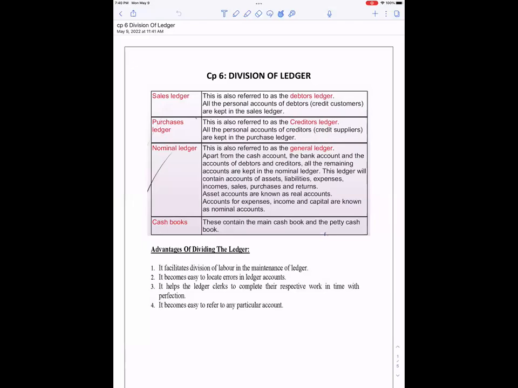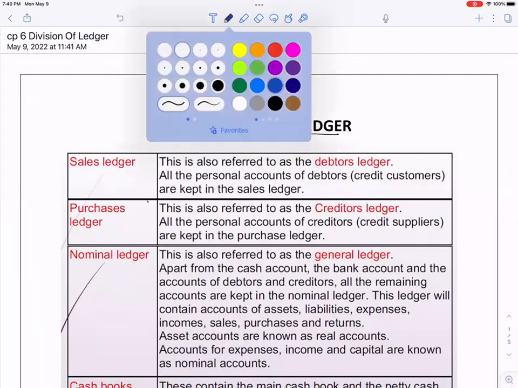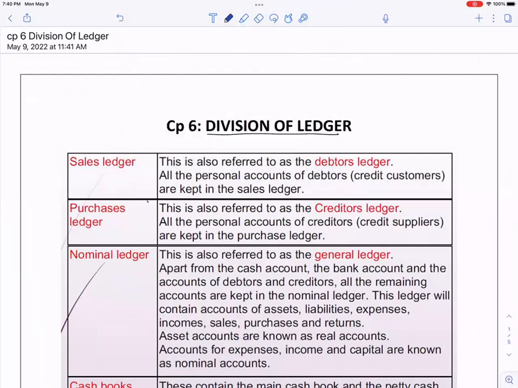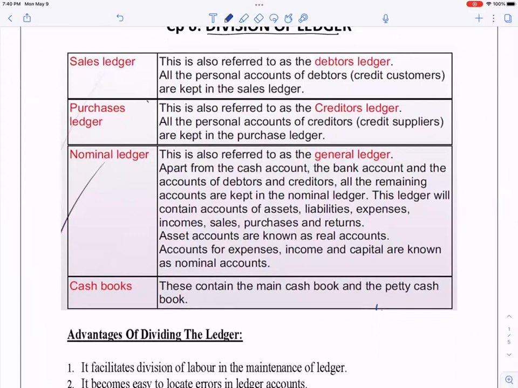What do you remember about division of ledger? Ledgers are divided into how many parts? Four parts. What are the four parts in which ledgers are divided? Purchase ledger, sales ledger, nominal ledger, and cash book. Okay.